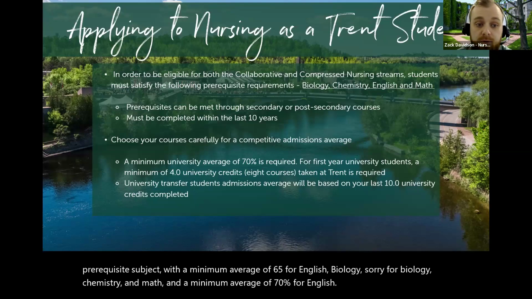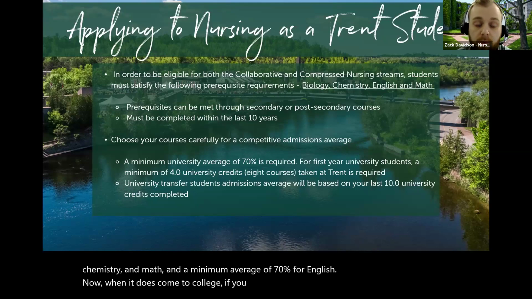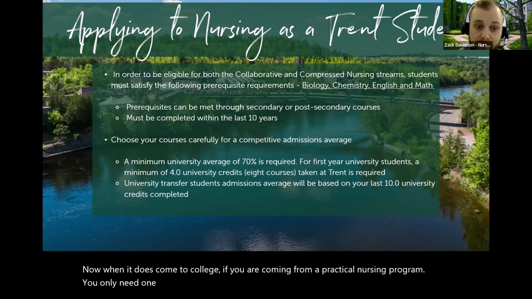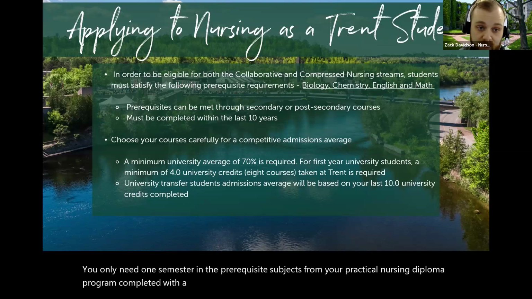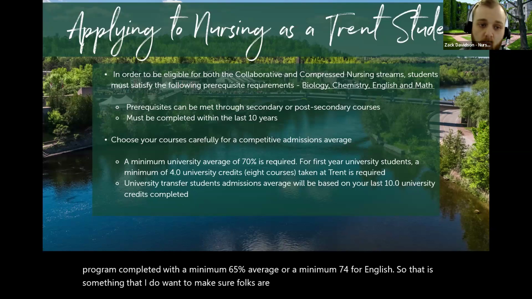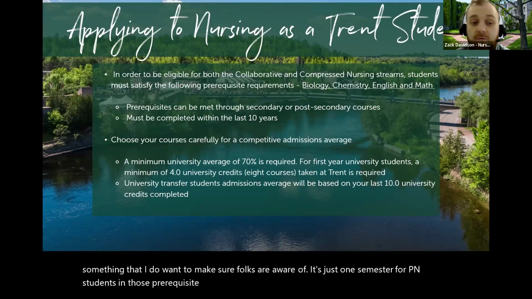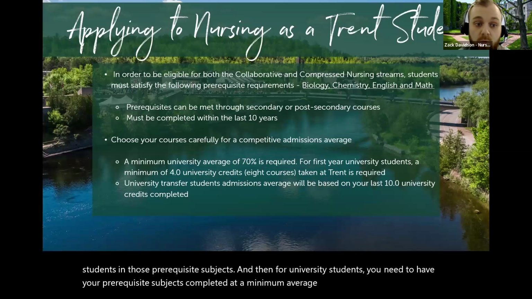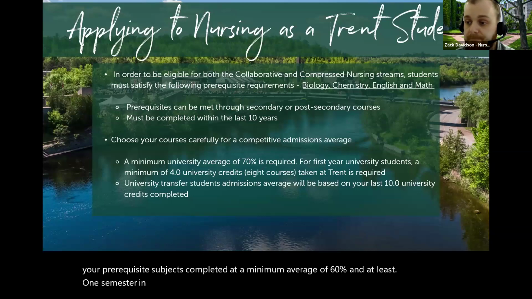Now, when it does come to college, if you are coming from a practical nursing program, you only need 1 semester in the prerequisite subjects from your practical nursing diploma program, completed with a minimum 65% average or a minimum 70 for English. So that is something that I do want to make sure folks are aware of. It's just 1 semester for PN students in those prerequisite subjects. And then for university students, you need to have your prerequisite subjects completed at a minimum average of 60% and at least 1 semester in those prerequisite subjects.